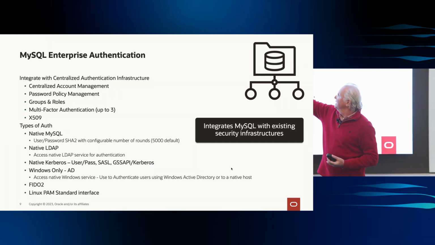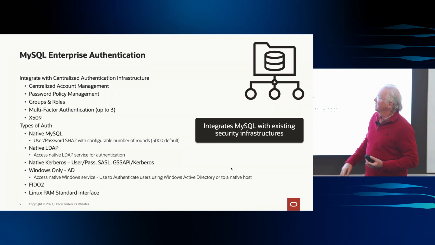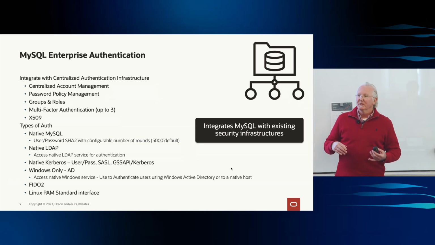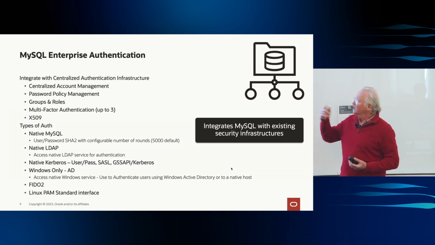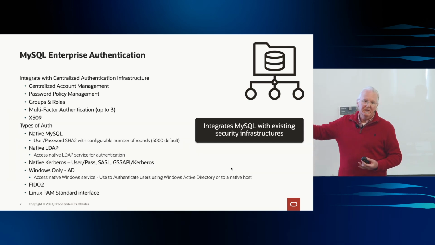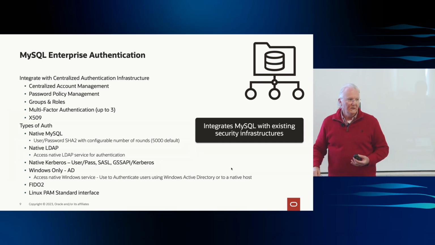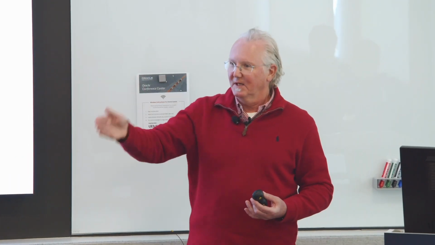When we went to MySQL 8.0, we went to SHA-2 with 5,000 rounds, and a lot of people are setting it to 10,000 now. These things are meant to be really, really slow. But with MySQL, people like to connect and disconnect really, really fast, right? And so if your authentication is going through that every time, it's really slow.